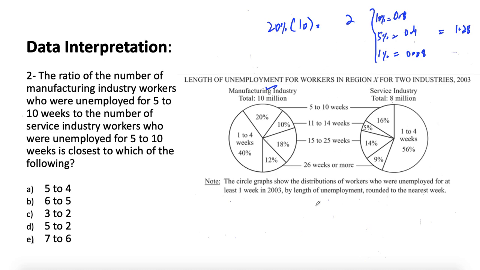So the question asks for the ratio of this. So this will be 2 by 1.28. And again, the question asks for approximation, so we need to see the closest option to this.